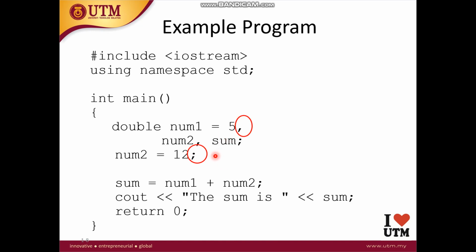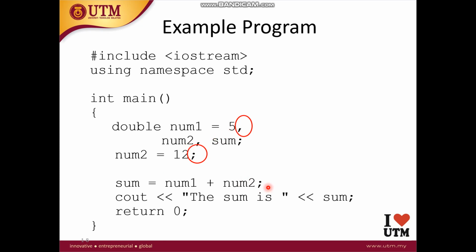For example, here we are saying double num1 equals 5, num2, and sum, so they can be in the same line. In order to separate two variables from each other, you need to use a comma, and at the end of each line or statement you need to use a semicolon. For example, num2 equals 12, this is another one. By the end of each line you need to use a semicolon, but in order to separate two things inside the same statement you need to use a comma.